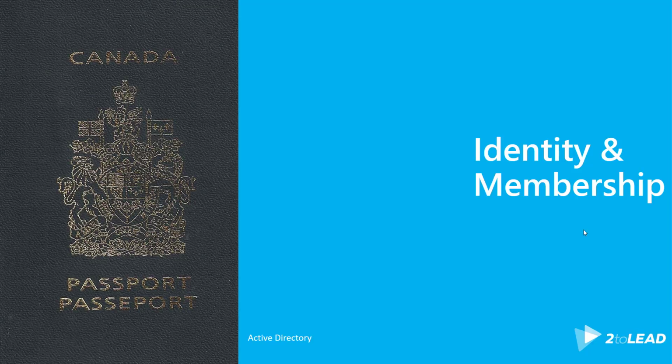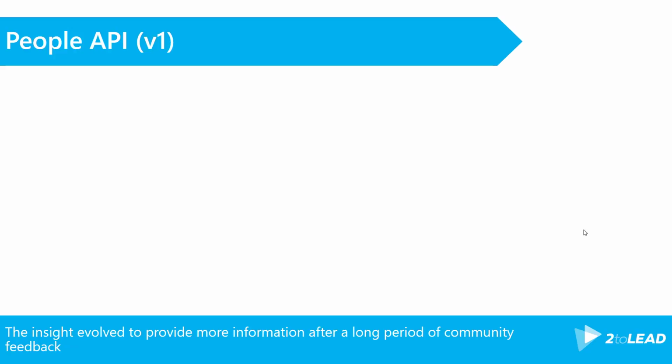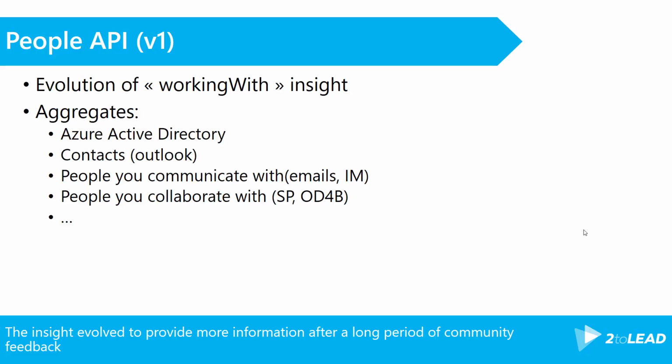Next subject is identity and membership. What changed in that is the people API came to V1 or release, and that API is actually an evolution of the working with Insight, and it aggregates data from lots of different data sources, not only Azure Active Directory, which is traditionally the workload for handling not only authentication and authorization, but also identity at large and membership and permissions to some extent, but also from your Outlook contacts, from the people you communicate with using email or instant messaging, people you collaborate with in SharePoint and OneDrive for Business. Those people that surface here are, through some machine learning mechanisms and so on, suggested to be relevant to the user and say, hey, that person is interesting. Maybe you should add their contact, or well, just see it at hand, basically.